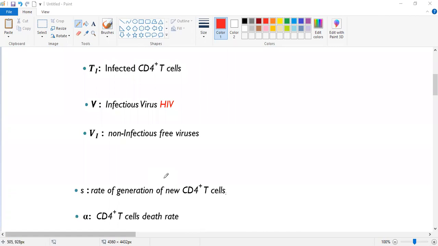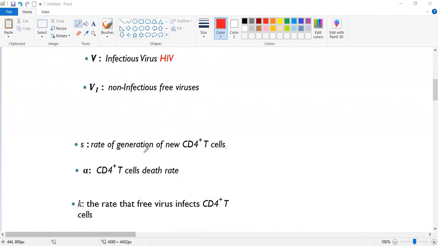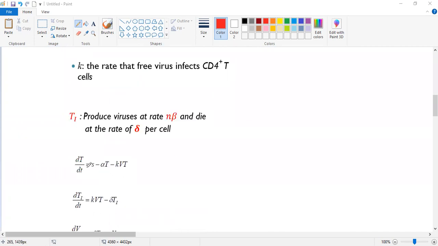And we have parameters. The first one is S, the production rate of the CD4 cells, and alpha is the natural death rate of the CD4 cells. So in the first equation, for the T cells, S is the production rate, and they die naturally at the rate alpha T.